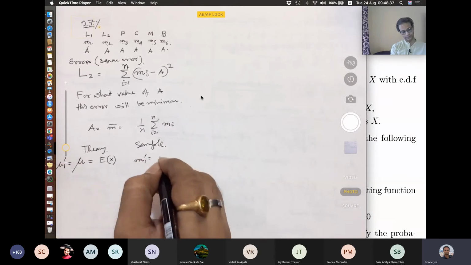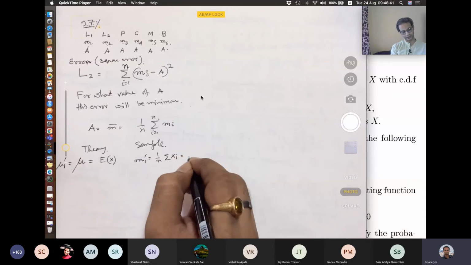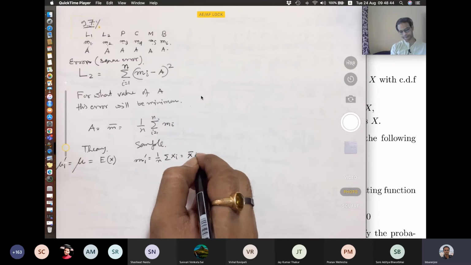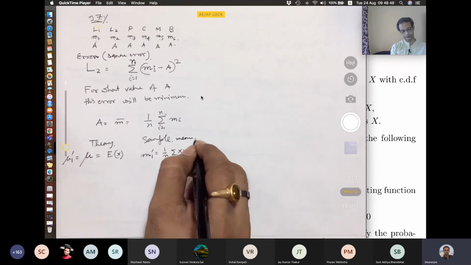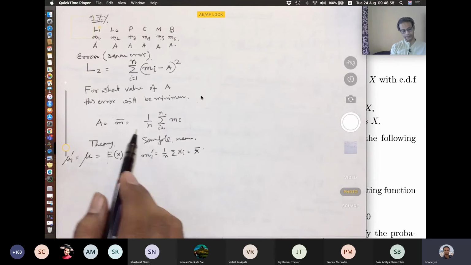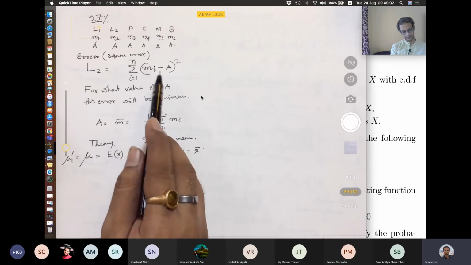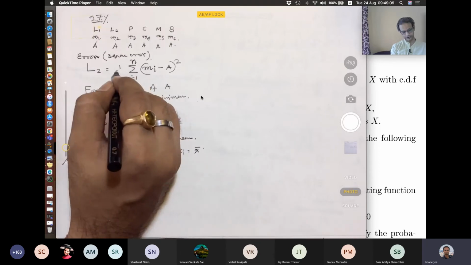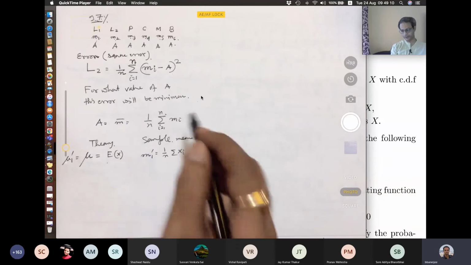So m1 prime is 1 upon n sum over xi. If the xi's are the data, it is x bar, the sample mean. And it is the theoretical mean, known as expectation. Okay, similarly, if you now replace this quantity, you can also consider this divisor, no problem. The answer will remain unchanged.